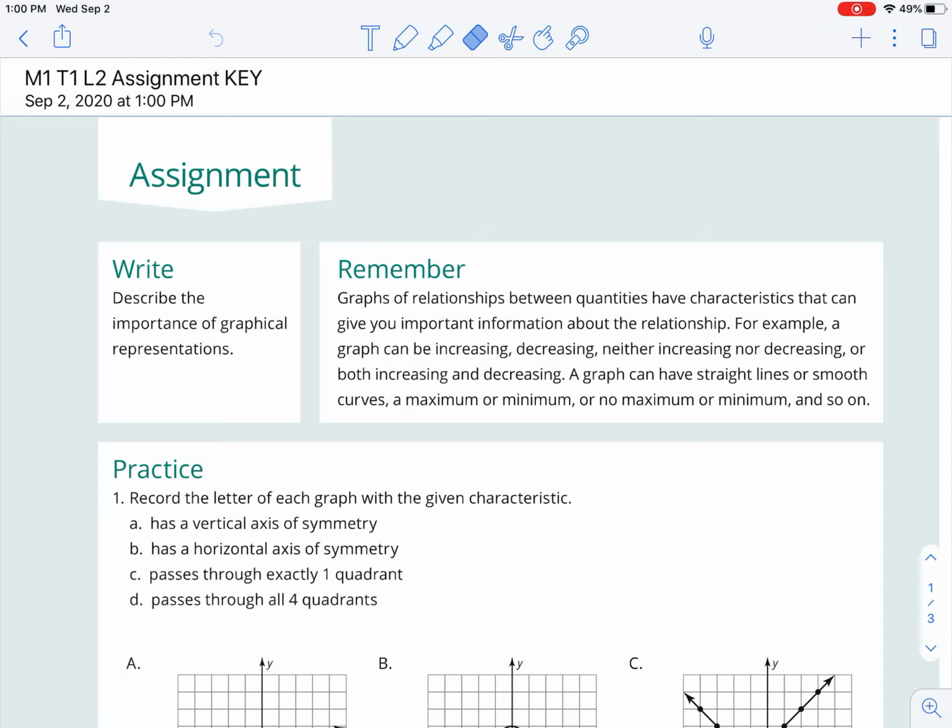Okay, a couple of our answers here. Sorry, I didn't ask you to do the right section. Sorry, practice one.